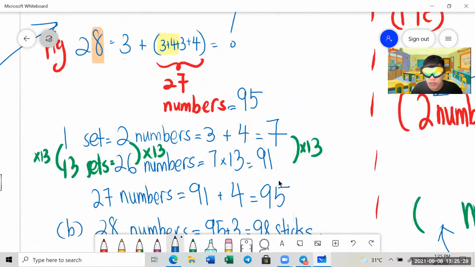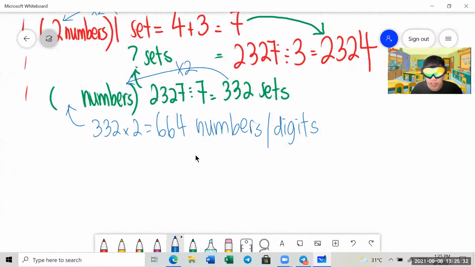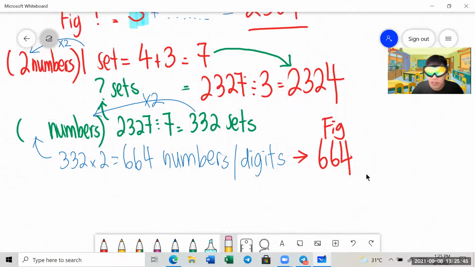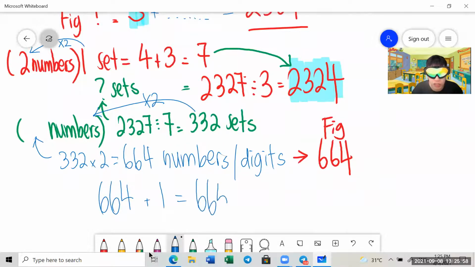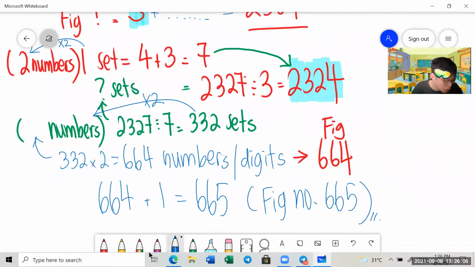So what they are trying to say over here is this. 664 numbers. So therefore, this should be figure number 664, right? But don't forget. Is it 664? No, because 664 is actually equal to 2324 only. Right now, we want 2327. Therefore, you just have to do 664 plus 1, which is equal to 665. So your answer should be figure number 665. Simple as that. So this is question C.